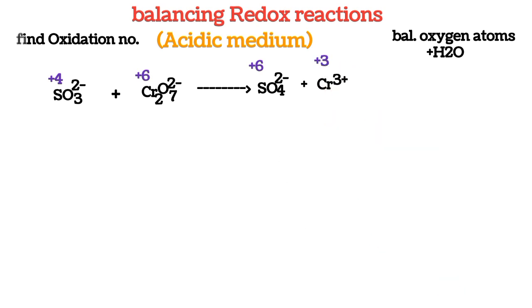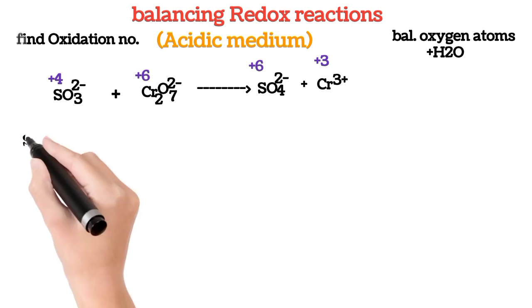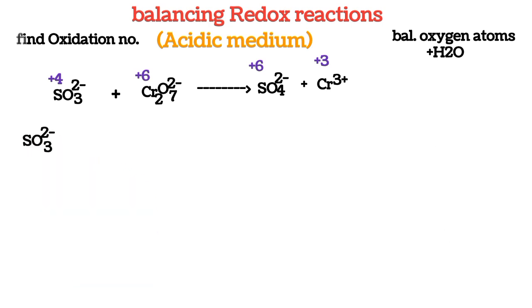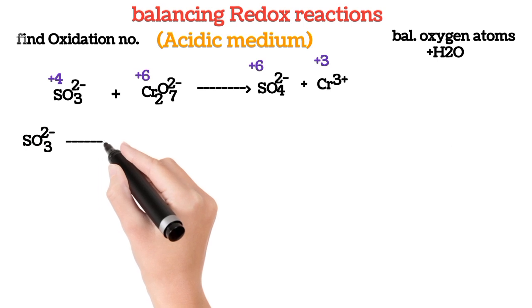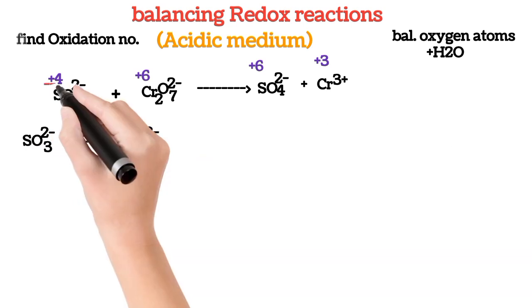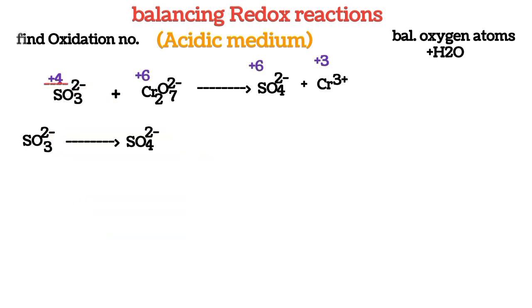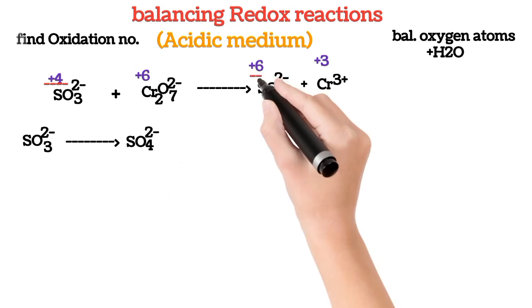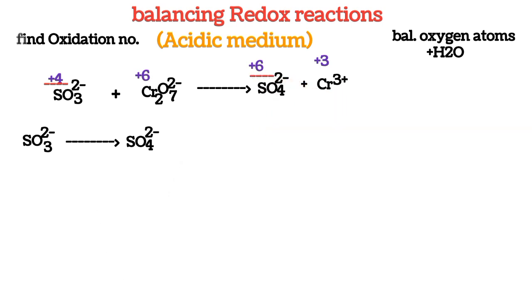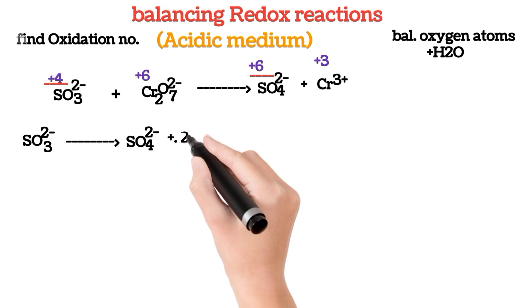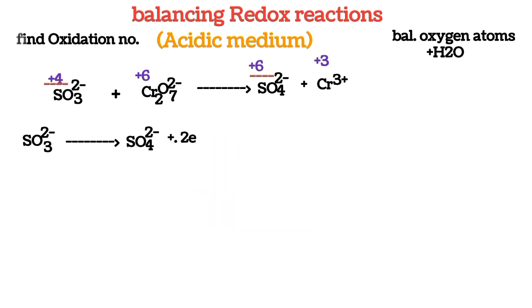Now let's write the half equations. Now SO3 2 minus loses 2 electrons to form SO4 2 minus. That is from plus 4 to plus 6, it has lost 2 electrons, and there is an increase in oxidation number. So this process is going to be what? The oxidation process, and that is the oxidation half equation.